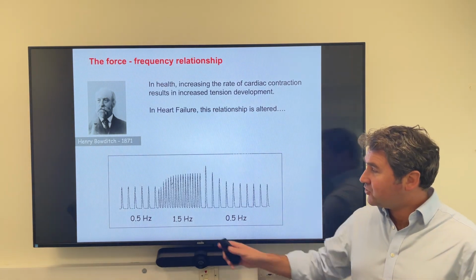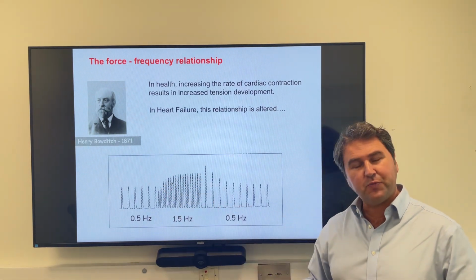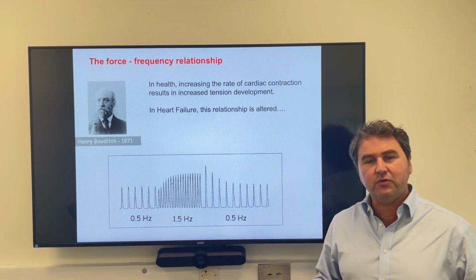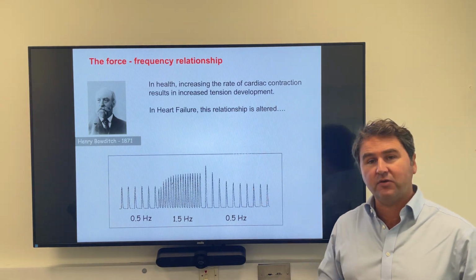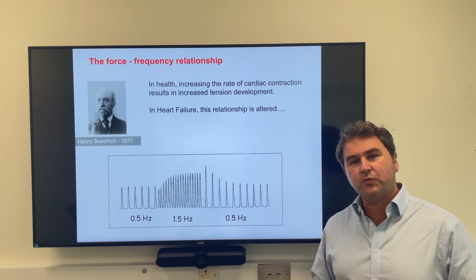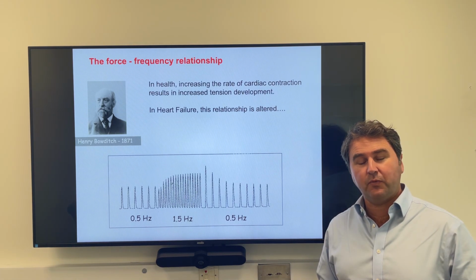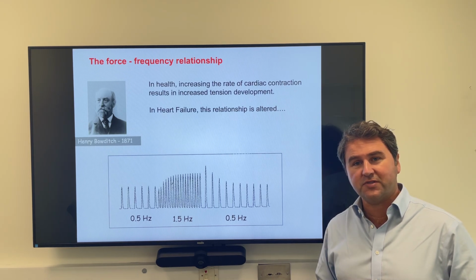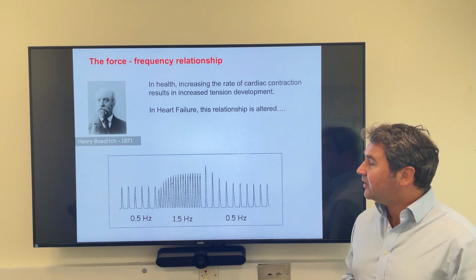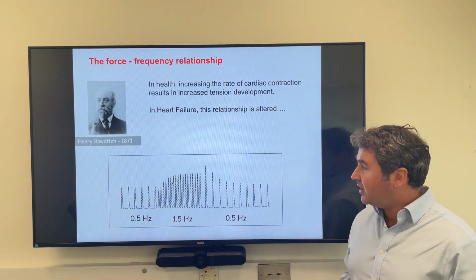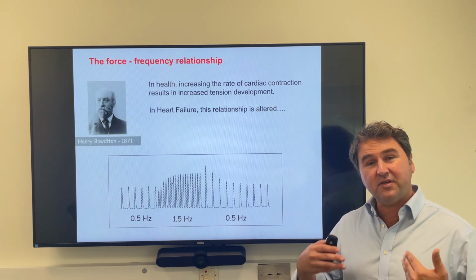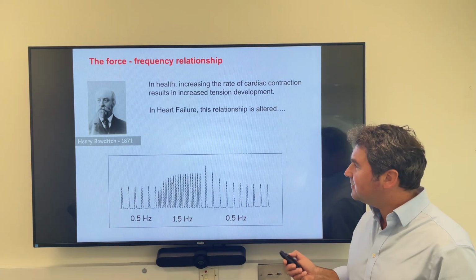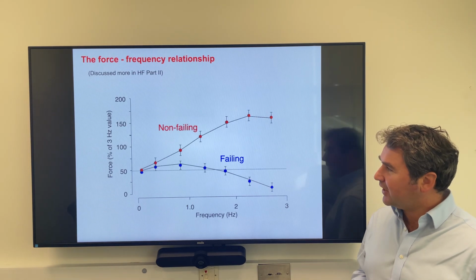So Henry Bowditch referred to this as a Treppe, which means in German step, so staircase. And the reason why I actually use German words, even though he was an American physiologist, is because he did this work in Leipzig together with some very famous German physiologist, Carl Ludwig. And this paper was published initially in German, and you can still see it referred to in textbooks as the Treppe, the staircase effect of the heart force-frequency relationship.